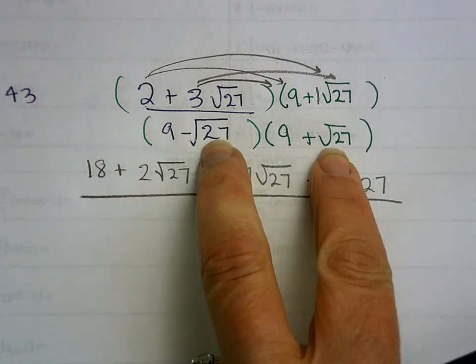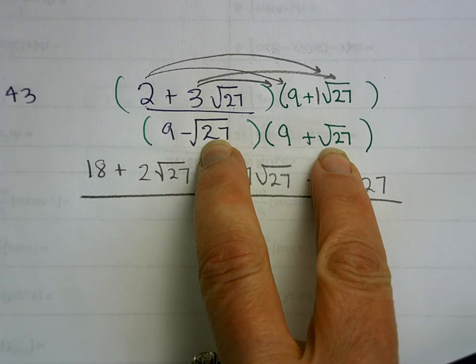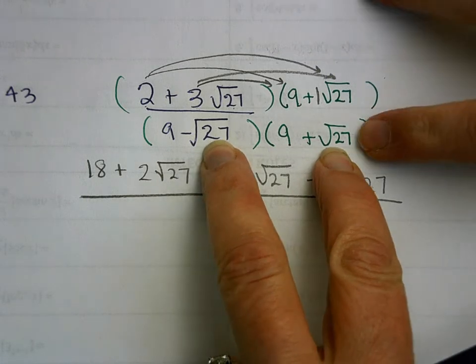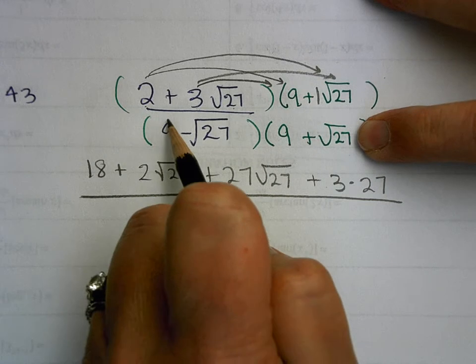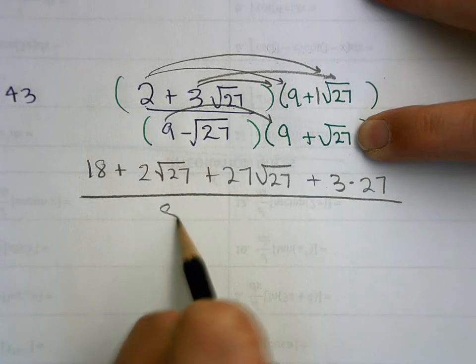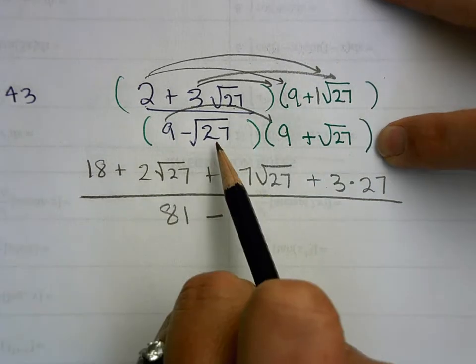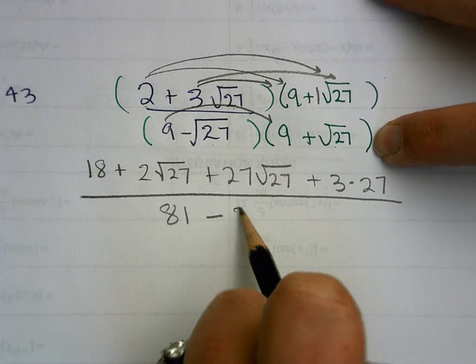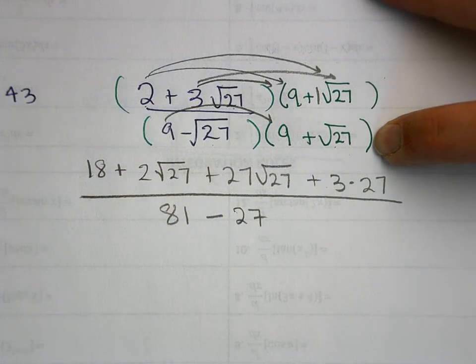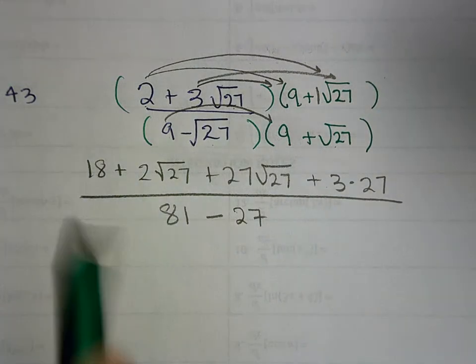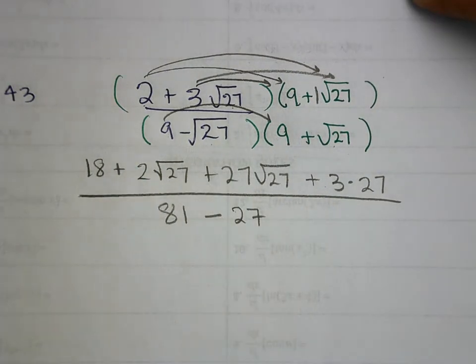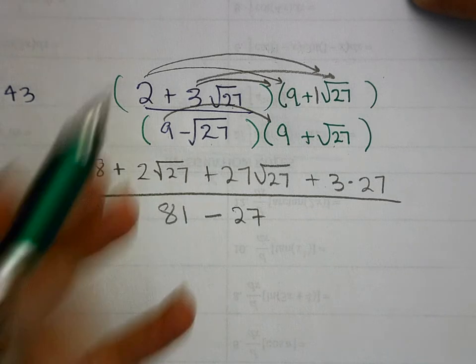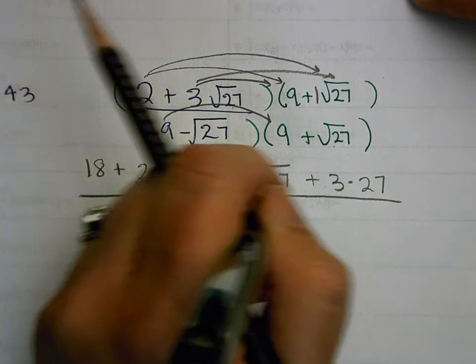And because these are conjugates, I know my outside and inside terms will always equal 0. That's the reason we're multiplying by a conjugate. So then I just have to multiply 9 with 9. And then square root of 27 times itself will just be square root of 27 squared, which is just 27. And then I'm going to go ahead and simplify here just a little bit. So I know I can add these middle terms together because they're both square root of 27. So I'm going to add those up.